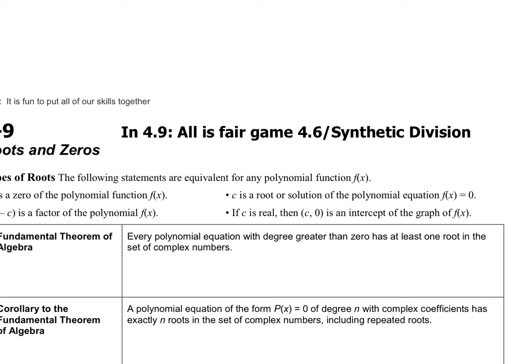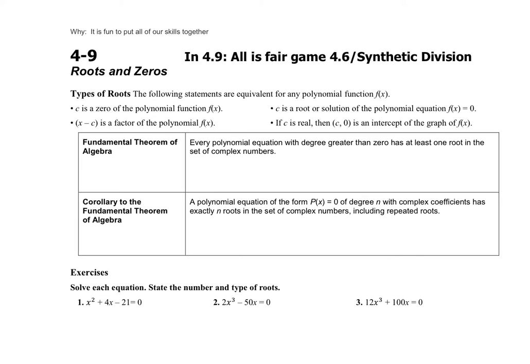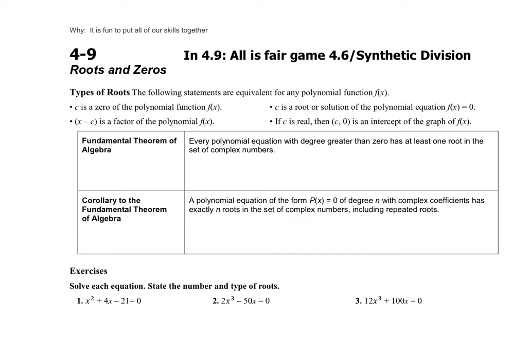4.6, which was all the different solving methods: factor by grouping, sum and difference of cubes and squares, solving when b is equal to 0, factoring, quadratic formula, completing the square, any of that stuff, as well as synthetic division, which pairs up with the graphing on the calculator. Everything's coming together. So, types of roots.